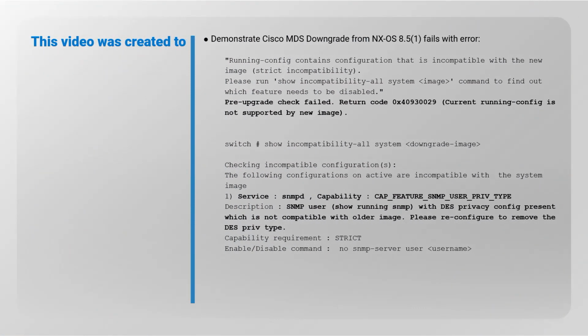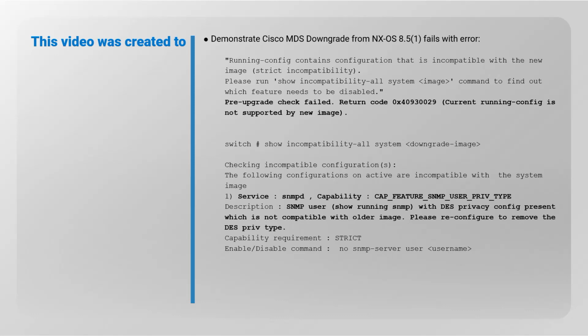This video was created to demonstrate Cisco MDS downgrade from NXOS 8.5.1 fails with error. Pre-upgrade check failed. Current running config is not supported by new image. Run the command show incompatibility all system downgrade image to find out which feature needs to be disabled. The incompatible configuration is Service, SNMPD, capability feature SNMP user priv type. SNMP user with DES privacy config present, which is not compatible with older image. Please reconfigure to remove the DES priv type.